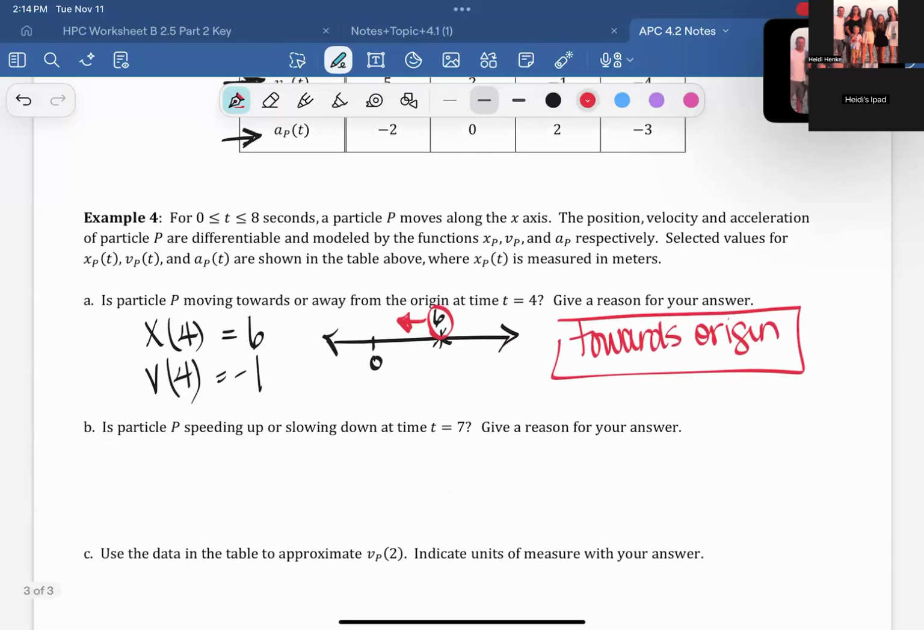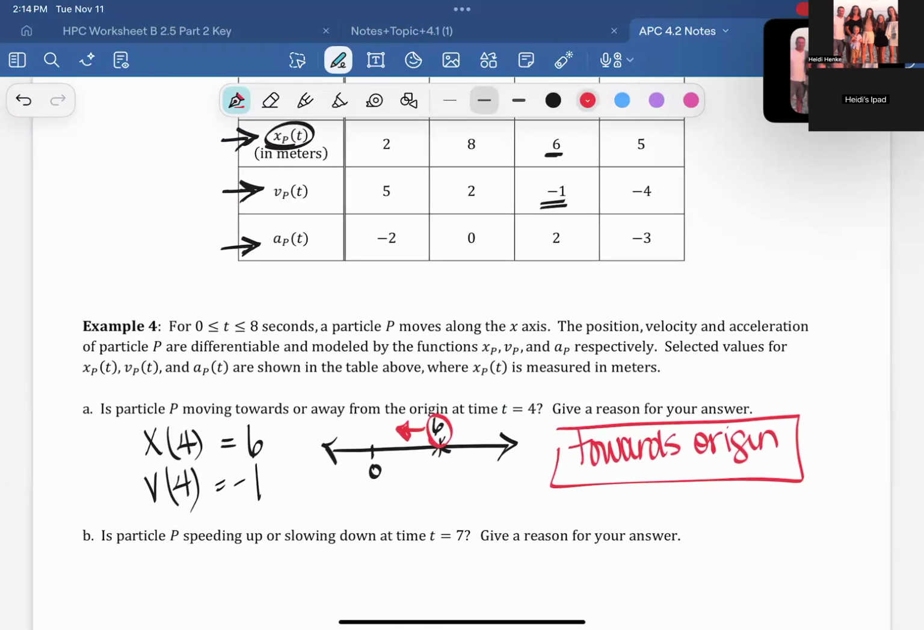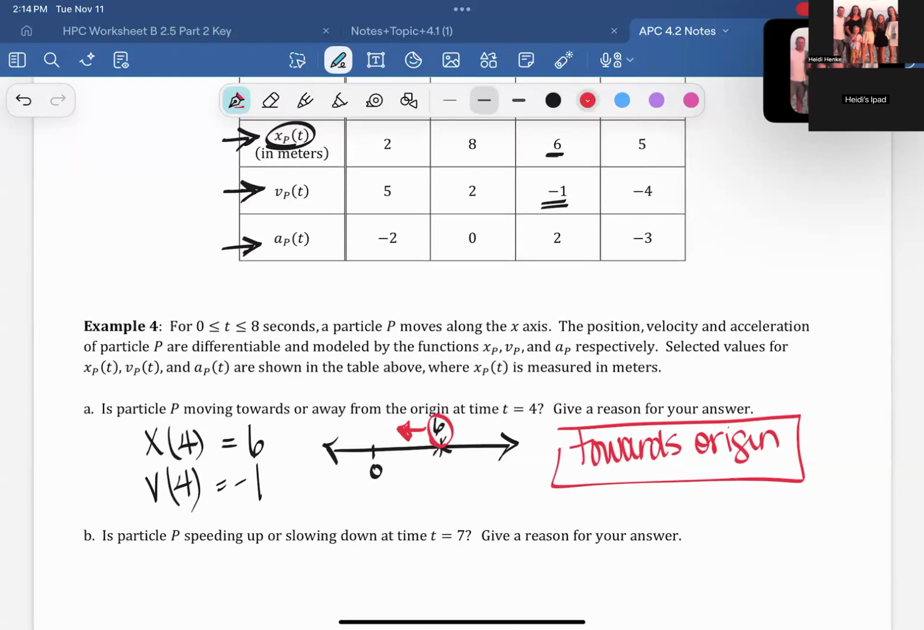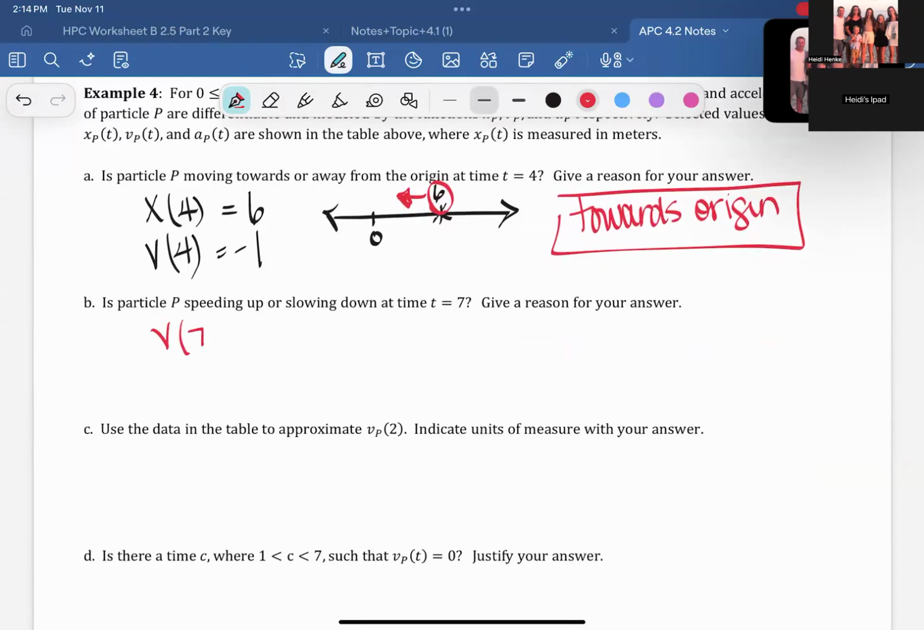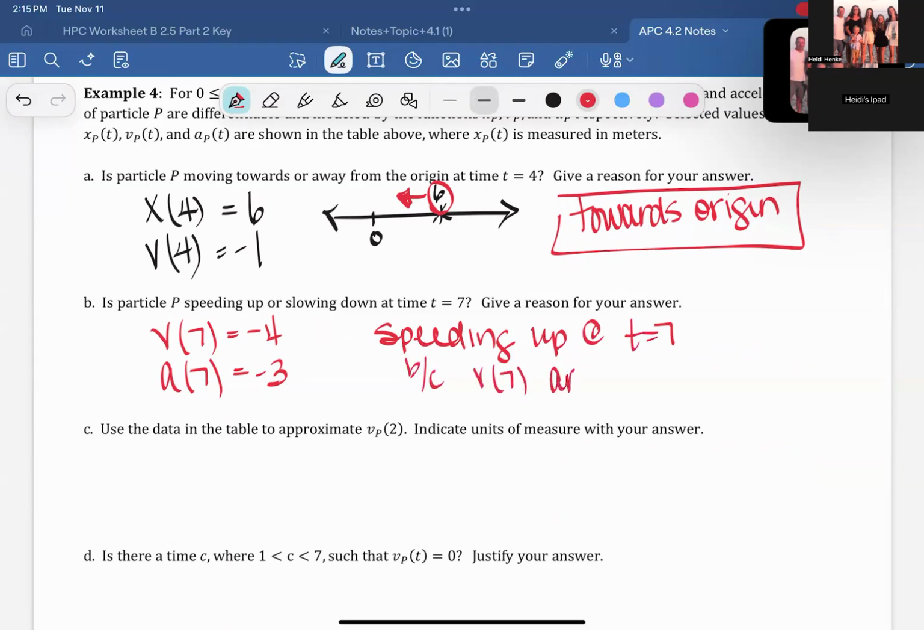B, is the particle speeding up or slowing down at 7? Speeding up and slowing down means we need to know the velocity and the acceleration. If they have the same signs, they're speeding up. If they have different signs, they're slowing down. So at 7, that's this column. Velocity at 7 is -4, acceleration at 7 is -3. Because they're both negative, we are speeding up at t equals 7 because v of 7 and a of 7 have the same signs.